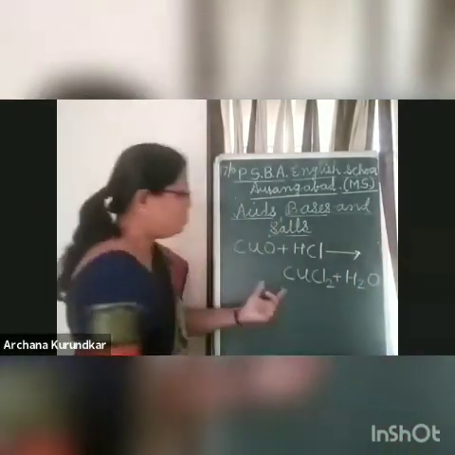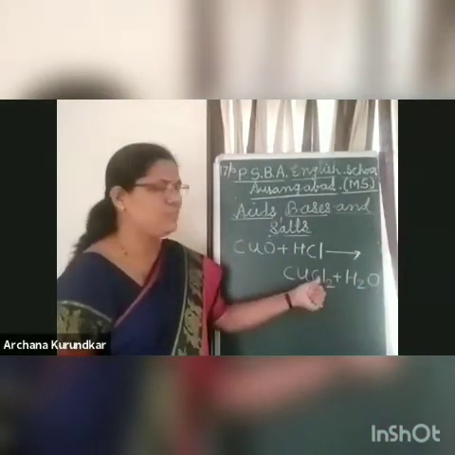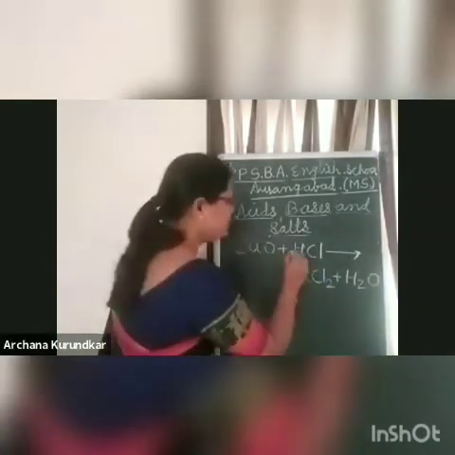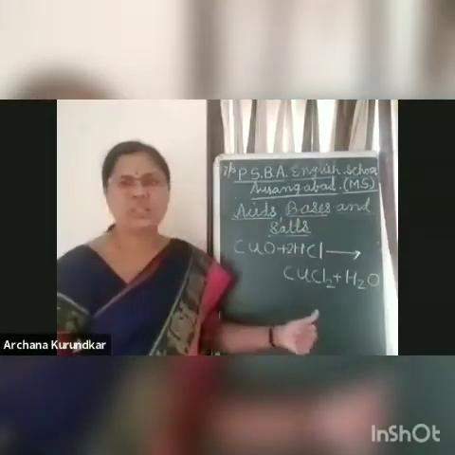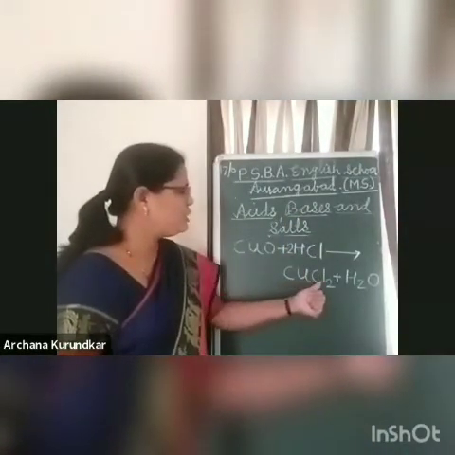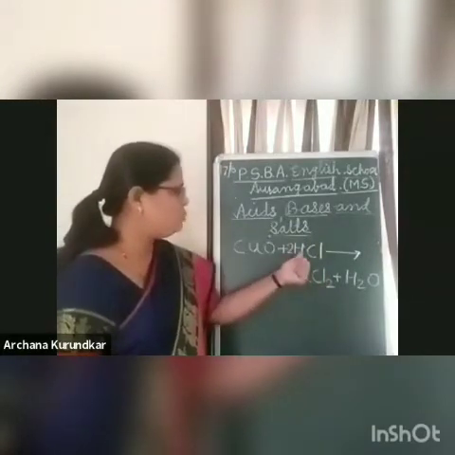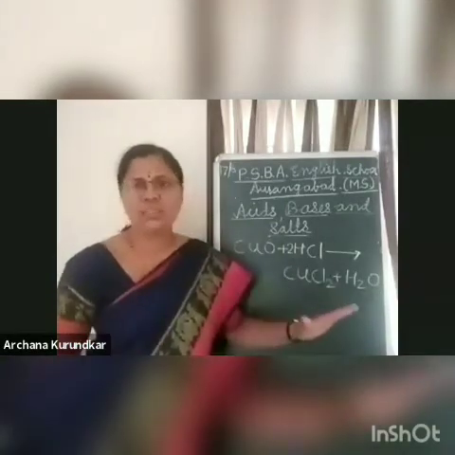Now, the chemical formula is CuCl2. It means that there are two atoms of chlorine, so we need to balance the reaction. If I write 2 here, then automatically the reaction will be balanced. That is CuO plus 2HCl gives CuCl2, with 2 chlorine atoms, and H2O, with 2 hydrogen atoms. So this is the balanced reaction.